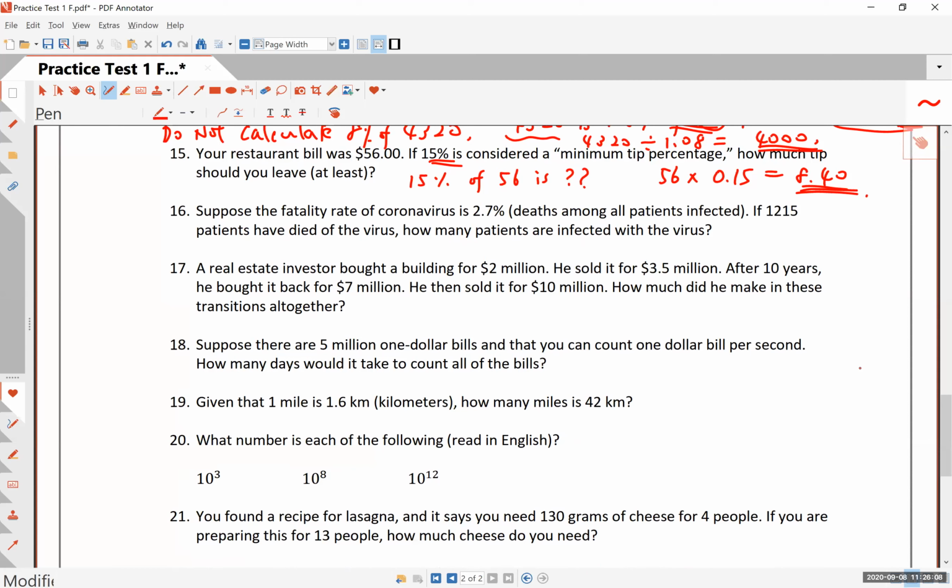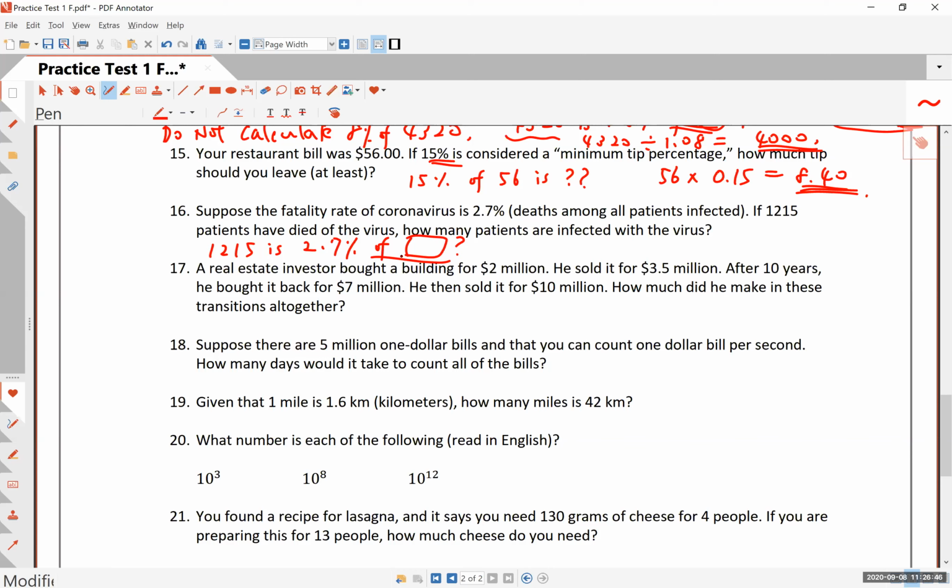Number 16, suppose that the fatality rate of coronavirus is 2.7%, which is the deaths among all the patients infected. All this is supposing is that if you have 100 coronavirus patients, then 2.7 of them would pass away. If 1,215 patients have died of the coronavirus, how many patients are infected? So you're saying 1,215 is 2.7% of what, right? Again, of what is the question mark?